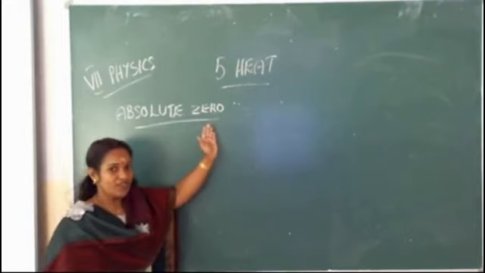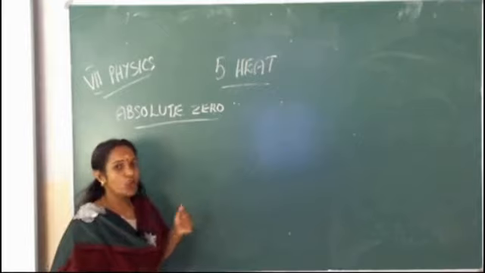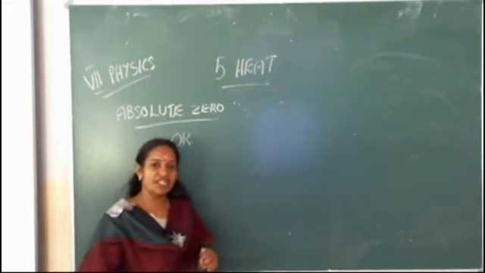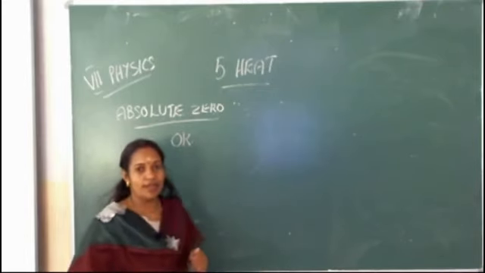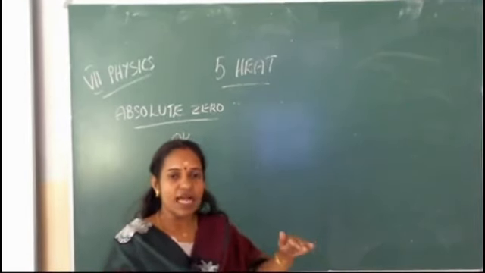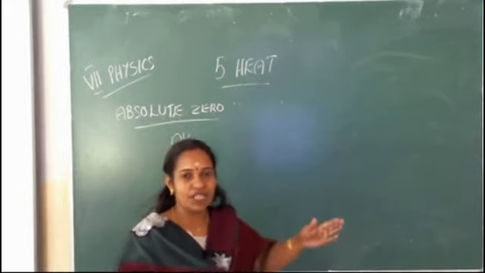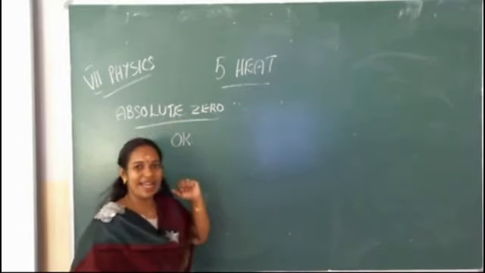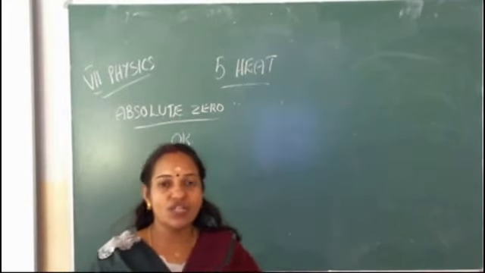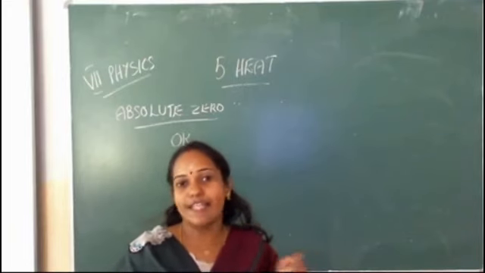Next topic is absolute zero. Absolute zero is the temperature of 0 Kelvin. And what is the speciality of absolute zero? At 0 Kelvin there will not be any movement for molecules. That means at this particular temperature the molecular motion completely stops. So we are calling that temperature as absolute zero. So absolute zero is the temperature at which no molecular motion, and the value of absolute zero is 0 Kelvin.